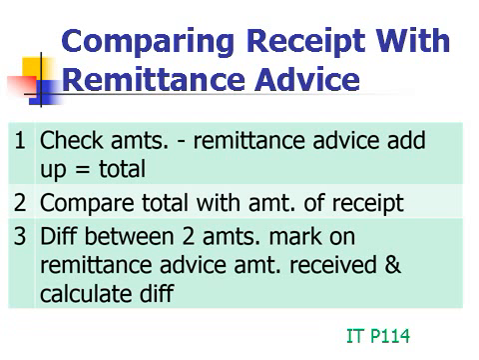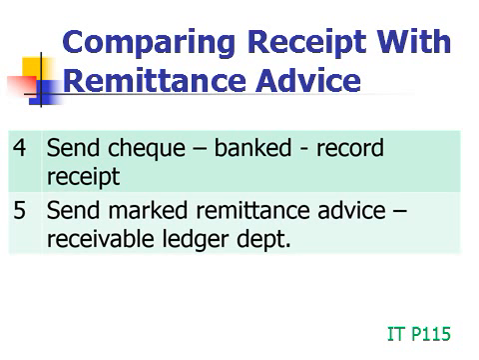Step 1. Check the amounts on the remittance advice, and that they add up to the total. Step 2. Compare the total with the amount of the receipt. Step 3. If there are any differences between the two amounts, mark on the remittance advice the amount received, and calculate the difference. Step 4. Send the check to be banked and record the receipt. Step 5. Send the marked remittance advice to the receivable ledger department, where they will deal with individual customers. If there are any differences, they will contact the customer and resolve any problems.